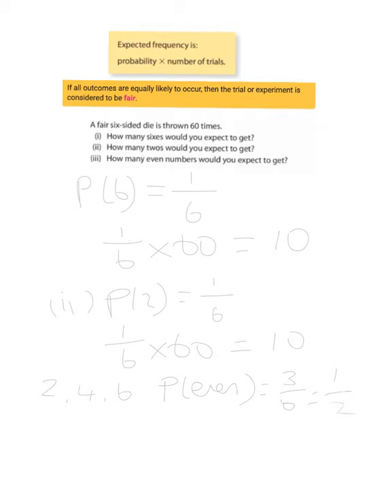Okay, so that is our probability. So then we're looking for the expected frequency, which is probability multiplied by the number of trials. So you would expect to get even numbers: the probability, which is a half, multiplied by the number of trials, which is 60, which will equal 30.